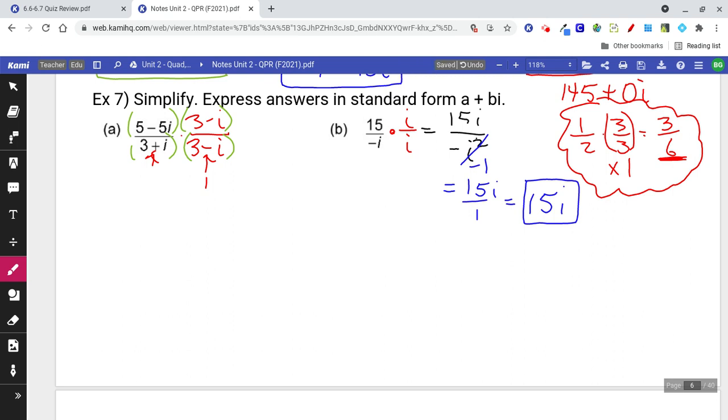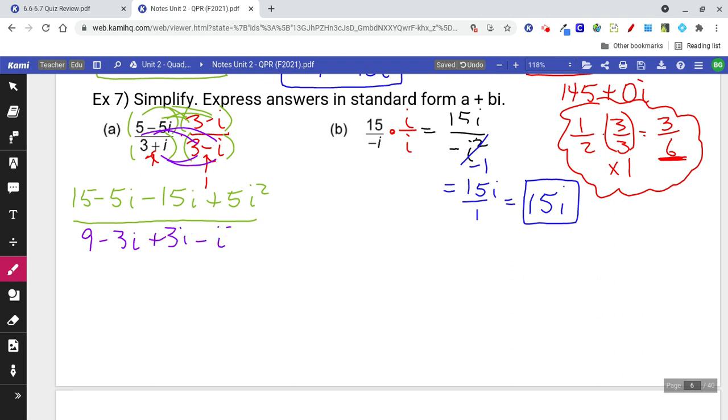Okay, so let's distribute on the top. 5 times this is going to give me 15 minus 5i, and negative 5i times this would give me minus 15i plus 5i squared. Minus 5i times minus i is plus 5i squared. All right, so now let's do the bottom. Distribute the 3, and you have 9 minus 3i. Distribute the i, and you're going to have plus 3i minus i squared. Excellent. So notice those 3i's cancel out.